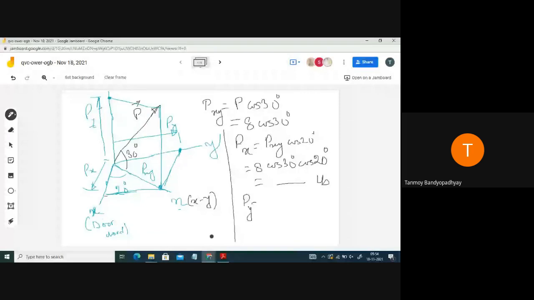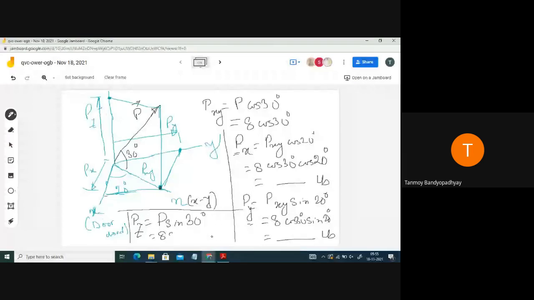Py is the component of Pxy, so that should be equal to Pxy sin 20 degree, so 8 cos 30 degree sin 20 degree. Calculate the value in pounds. Calculate the value of Px, the value of Py, and similarly Pz, here itself, keeping everything in one place. Pz is the component of this P, so that is P sin 30 degree, 8 into sin 30 degree, which is actually 4 pounds. Just calculate what Px and Py come out to be.